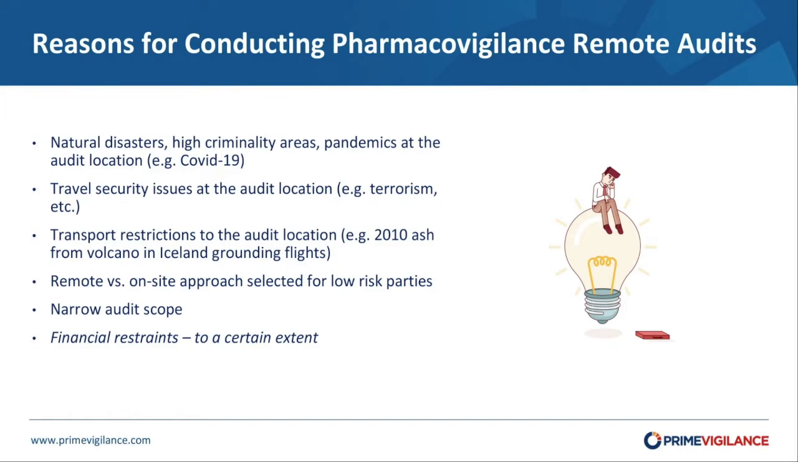And certainly these justifications need to be documented and have a logical process of reaching those risk assessments. There could be financial restraints to a certain extent. However, usually financial restraints are not seen to be a good justification for conducting audits remotely. There has to be other reasons involved, as we have described.